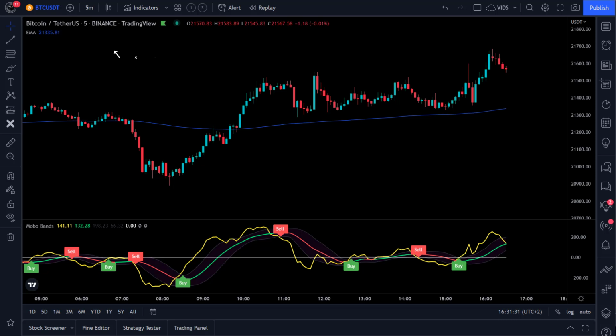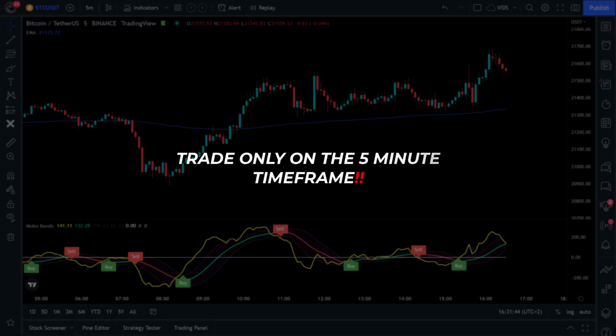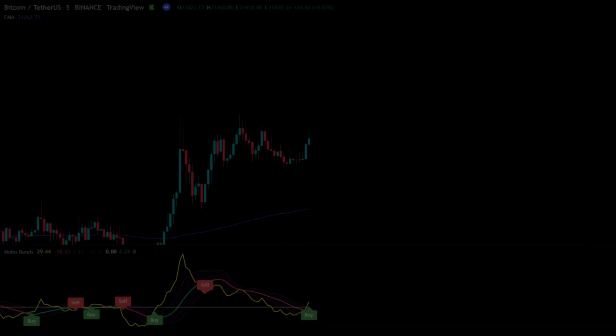You can trade this strategy on the 5-minute time frame, and I trade this strategy mainly on cryptocurrencies like Bitcoin or Ethereum. You can also test this strategy on forex or on the stock market, but I recommend you not to trade on any other time frame, so stick to the 5-minute time frame.